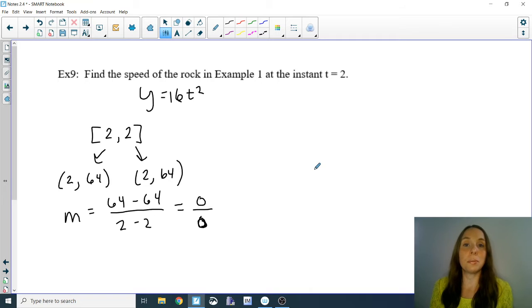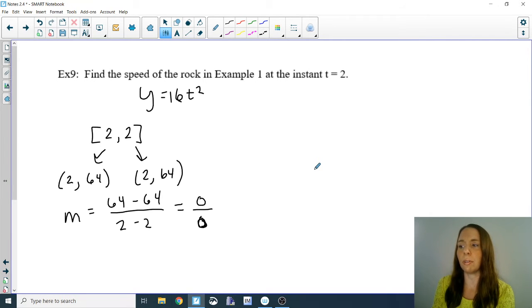That's really important because remember, that's an indeterminate form. And indeterminate form means that we should be able to find an answer to this problem. Is there a speed to the rock at exactly t equals 2 seconds? Yes, there is. We should be able to calculate that, and that's one of the essential questions here in differential calculus. How do we do that?